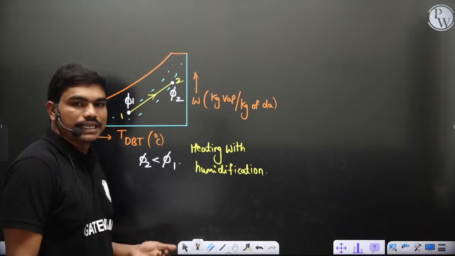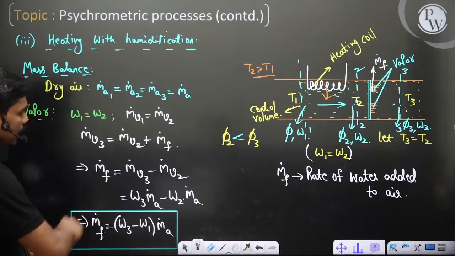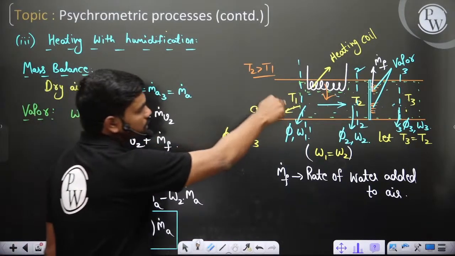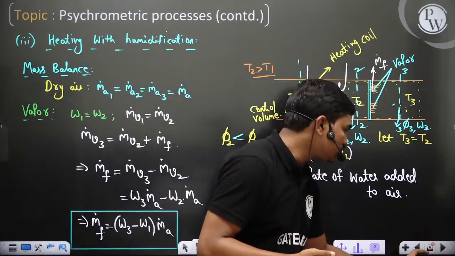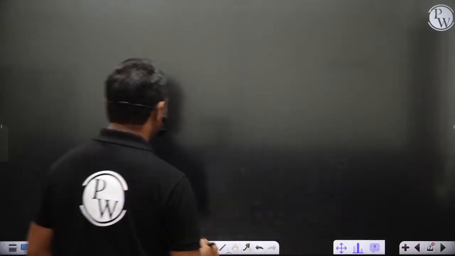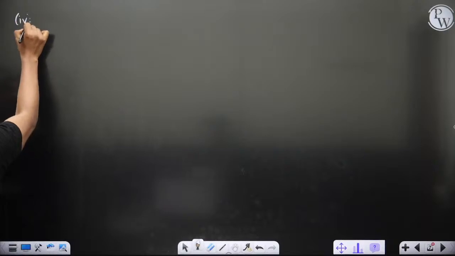Clear? So this is sensible heating with humidification, and this is the mathematical analysis for this process. Similarly, you can work out cooling with dehumidification. I'll just show you cooling with dehumidification.